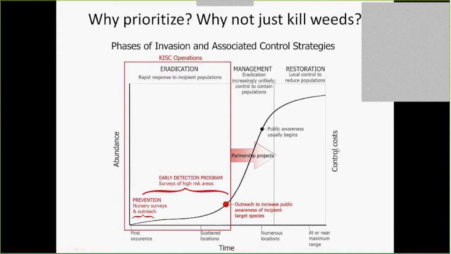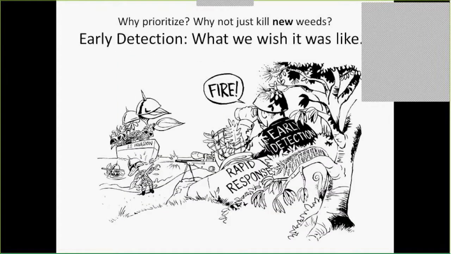So that brings up the question, why not just kill the new weeds then? Is that so hard, to just kill the new ones? My husband and I both work in early detection, so we have a lot of nerdy conversations at home a lot of the time, and he's a really great cartoon artist, so he helped me envision this scene. This is what we wish early detection was.